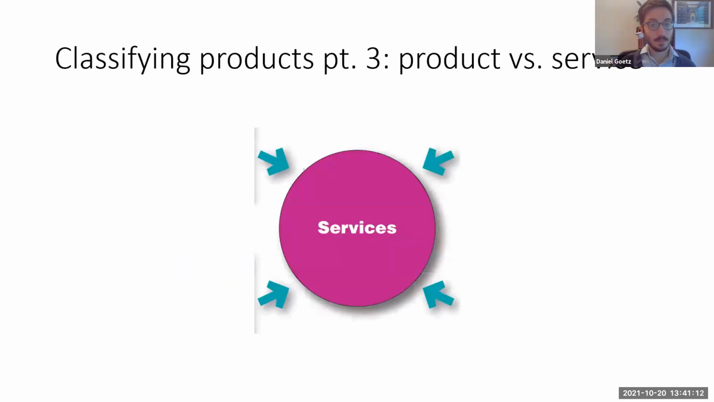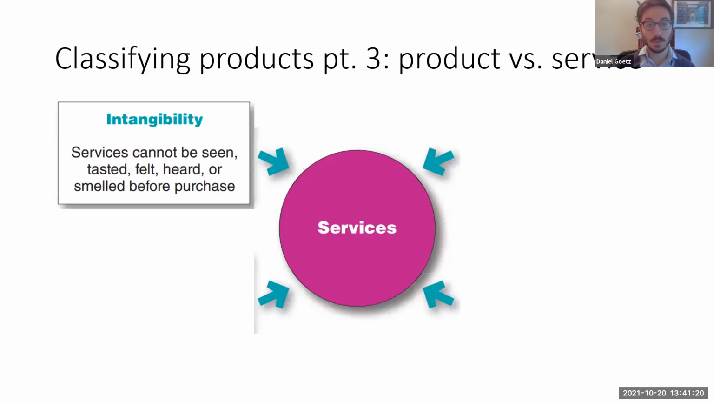Part 3, products versus services. So recall that services had this special feature of intangibility. So that's kind of one key feature.